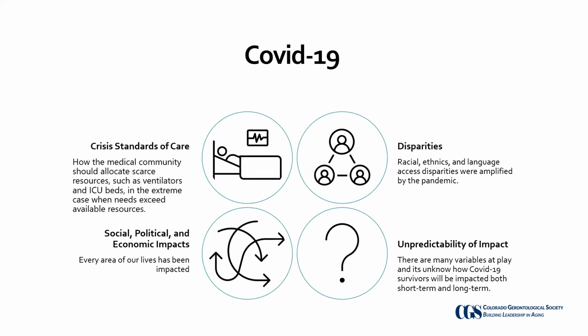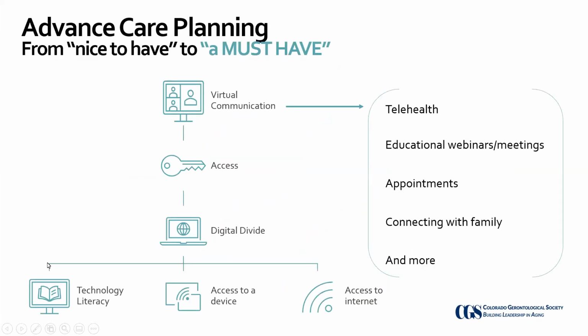There's a way that we did advanced care planning before COVID-19, and as things are progressing, the way that we see advanced care planning is changing. So, when we talk about a new normal, it's going to impact every area of our lives, including advanced care planning. The conversation around it has moved from a nice to have to a must have. Why? Because we have changed how we communicate, how we receive services.